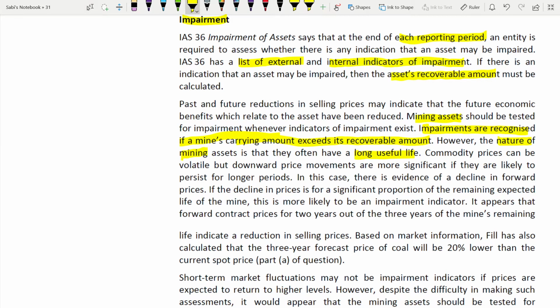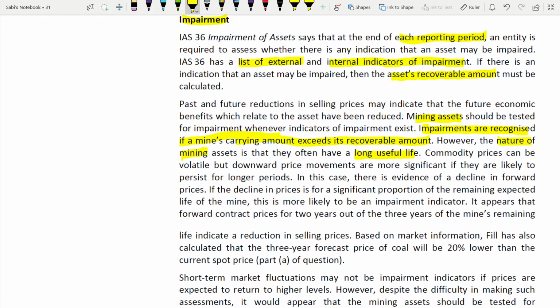So commodity prices can be volatile. That means they keep changing. But downward price movements are most significant if they are likely to persist for longer periods. See, if the price goes down for just 1 or 2 years, and then it went up again and it's following that trend only, then you cannot say there is an impairment. But if the prices moved very down and never increase and it's for a long period, the prices are going down only, then you can say it's an impairment.